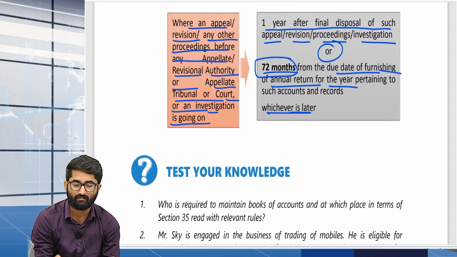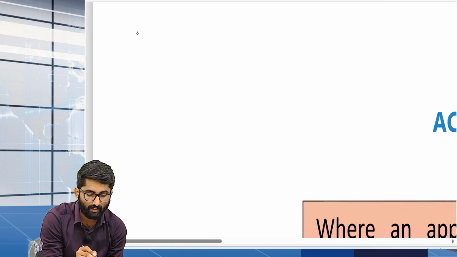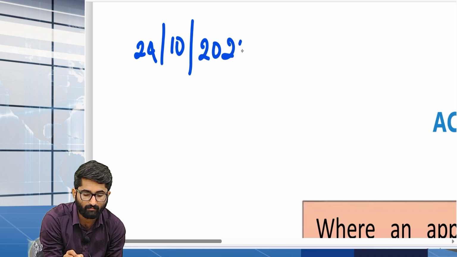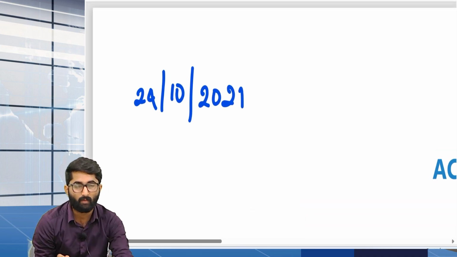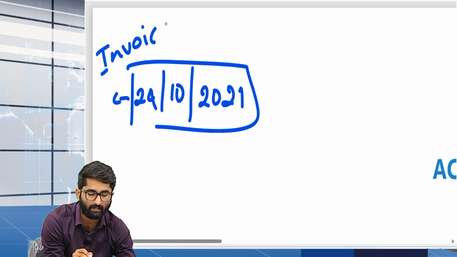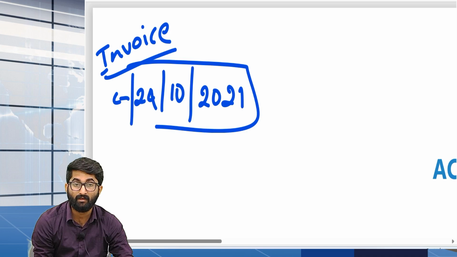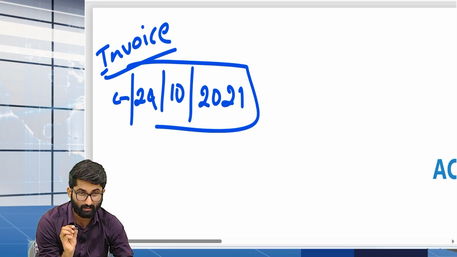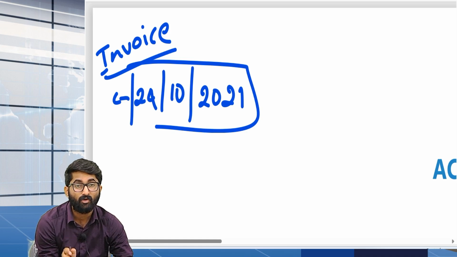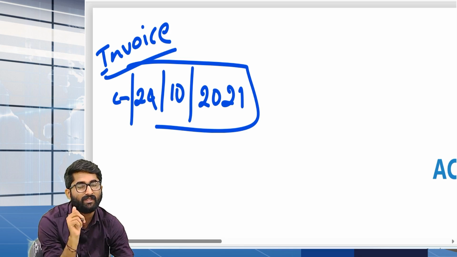I'll give you one example. Finally, last one: there was one invoice given on 24th October 2021. This invoice is issued on 24/10/2021. Till when do you have to maintain this? From the due date of the financial year to which this invoice pertains. So this invoice pertains to which year?